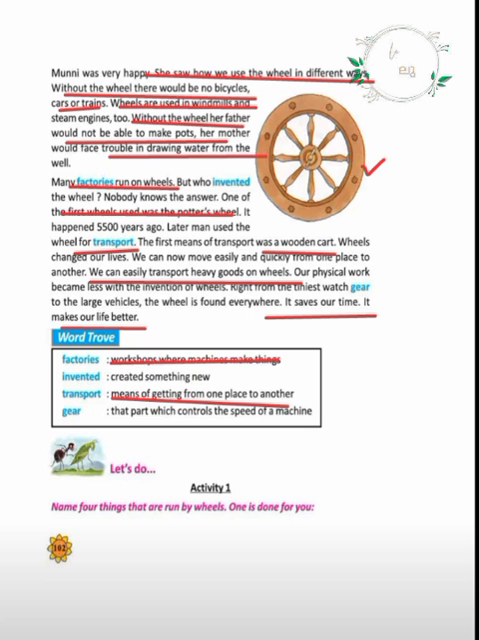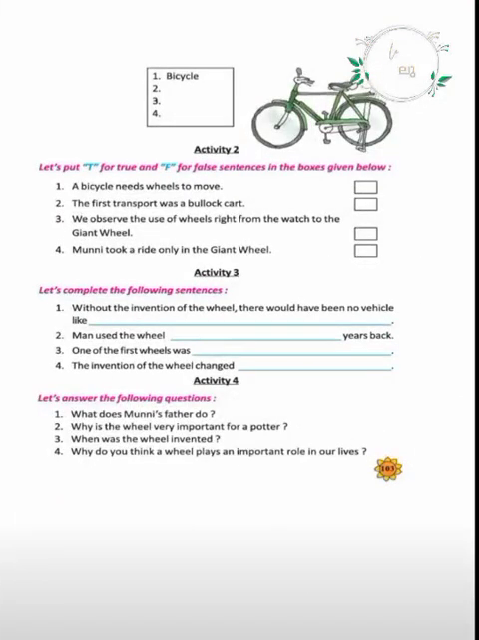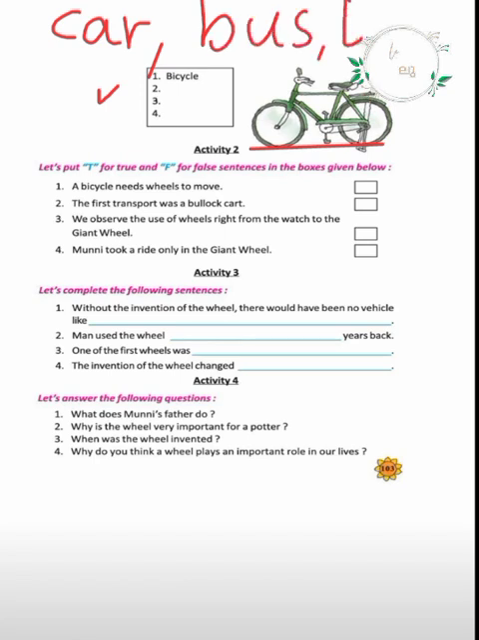Okay, now let's move on to the activities. The first activity is: name 4 things that are run by wheels. One is done for you. First look here. You can see this is a bicycle. A bicycle runs by a wheel, it moves with the help of wheels. Then what all things are there? You can write car, bus, train. Everything moves with the help of wheels.